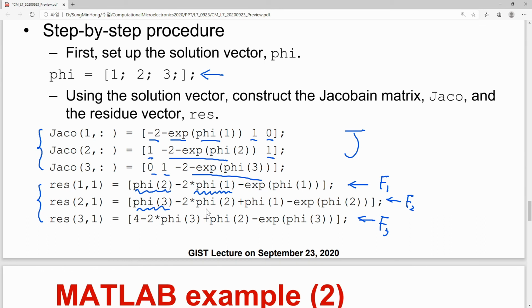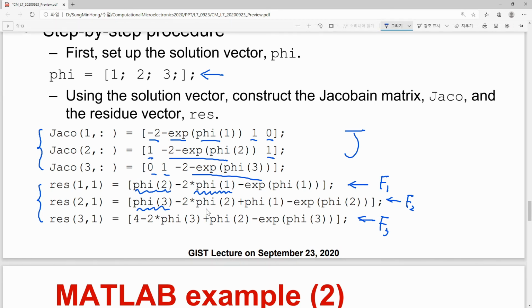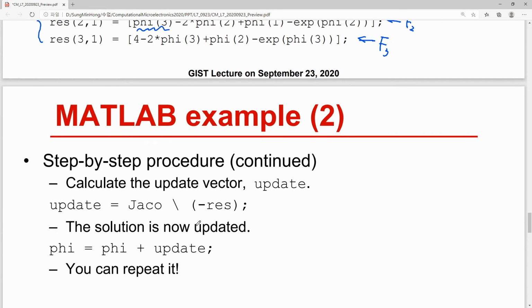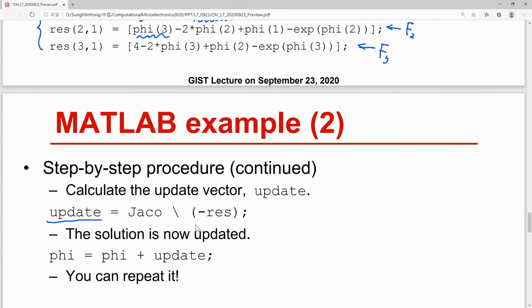What will happen? By just taking the Jacobian matrix, backslash, and the residue vector, and taking the minus sign, that will give you the update vector. So when you have a look at it, your update vector is simply given by the inverse of the Jacobian multiplied by minus the residue vector.